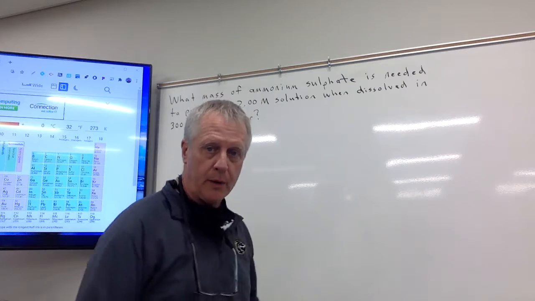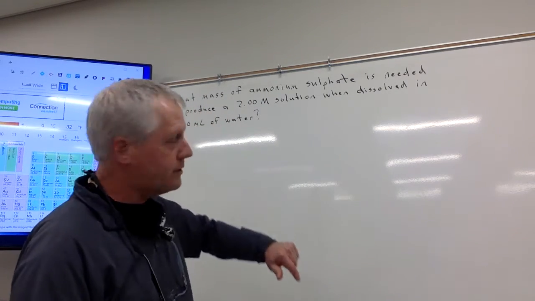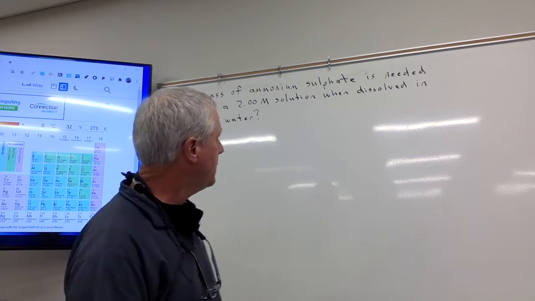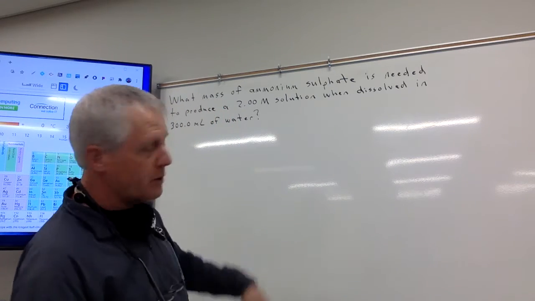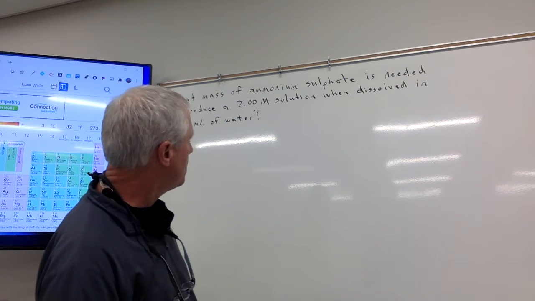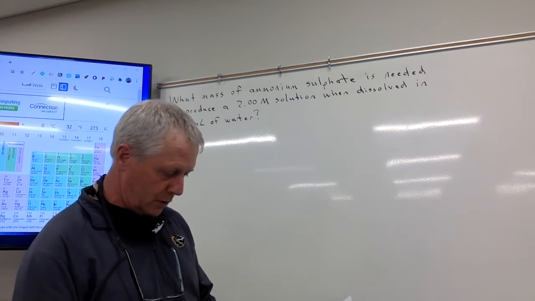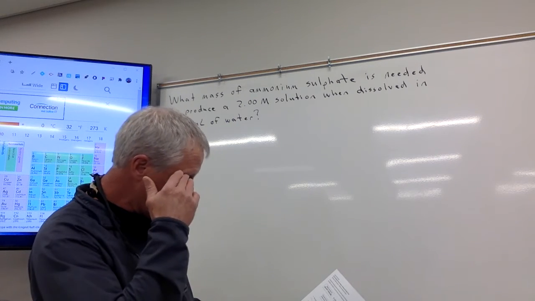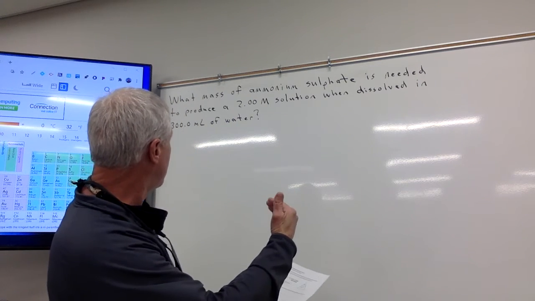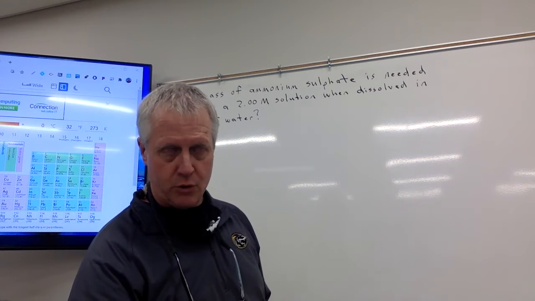I've got a problem up here on the board. It reads, what would the mass of ammonium sulfate be, or is needed, to produce a 2 molar solution when dissolved in 300 milliliters of water? Okay, so we have a couple of givens here. The molarity is given and the water is given, and we're going to need to find the mass eventually.